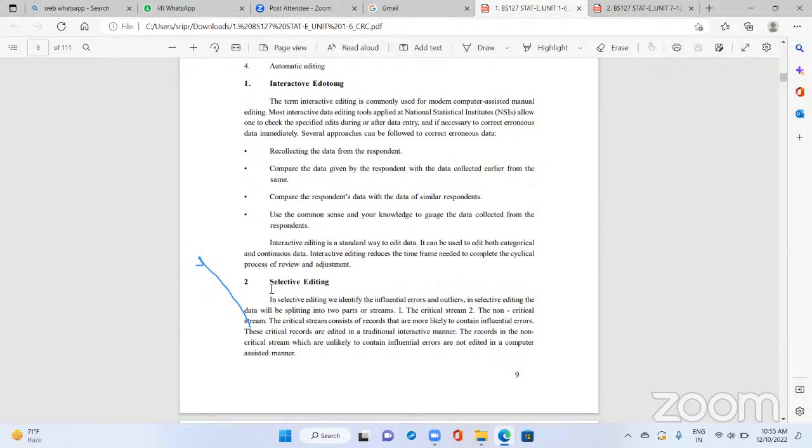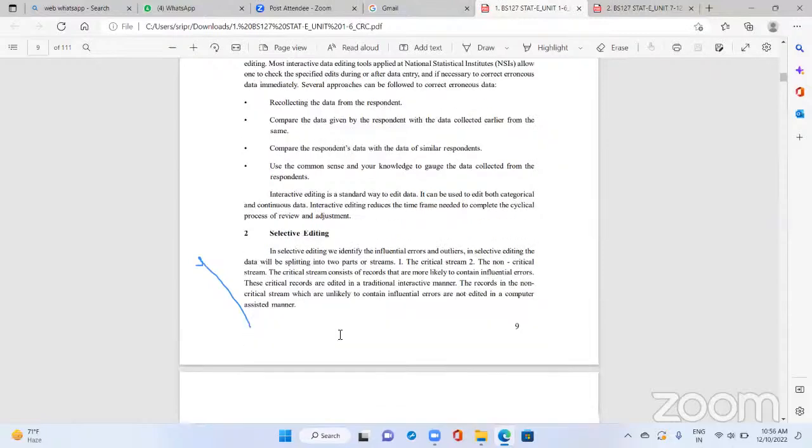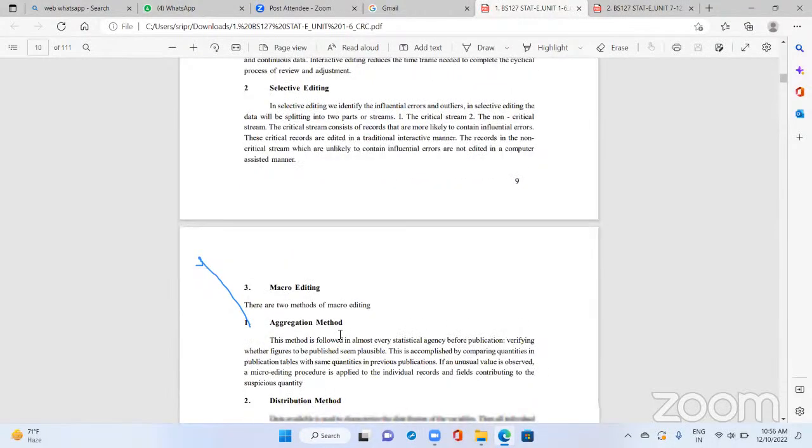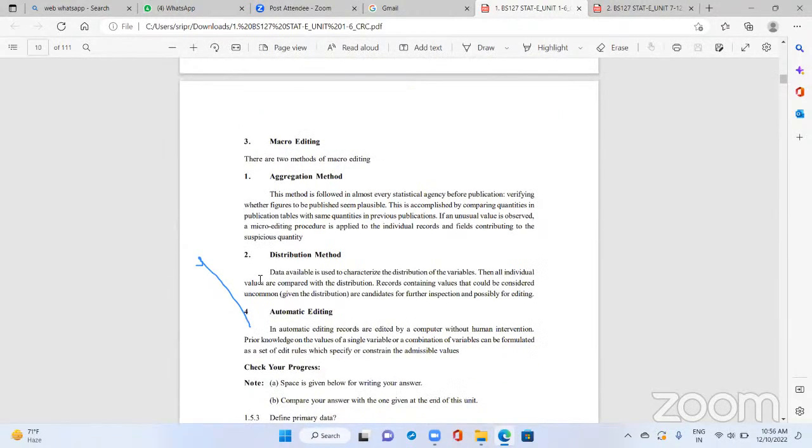Now, the second one is selective editing. In selective editing, we identify the inferential errors and outliers. In selective editing, the data will be split into two parts or streams: one is the critical stream, and the second one is the non-critical stream. That is selective editing. Third one is micro editing.